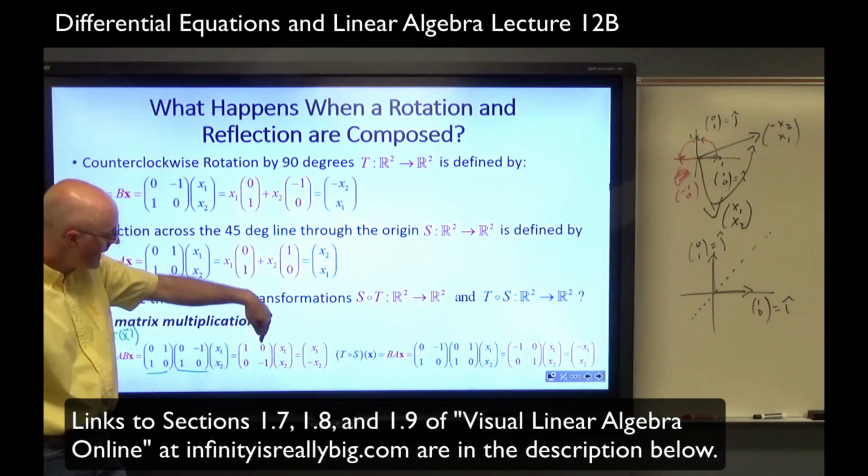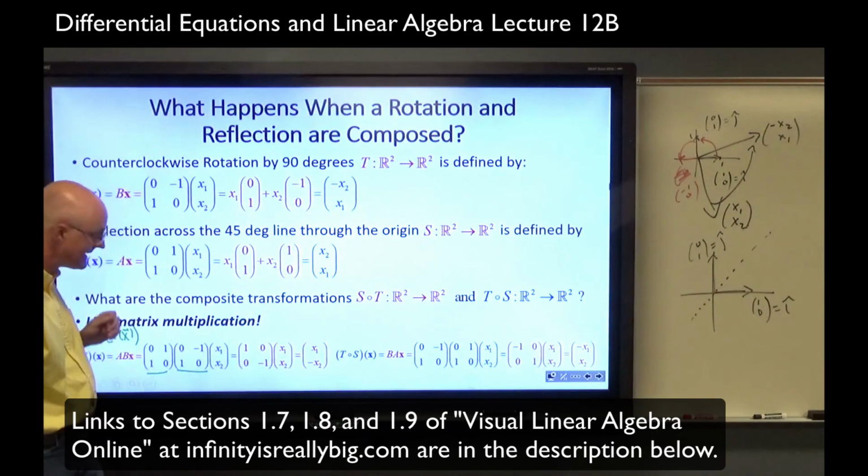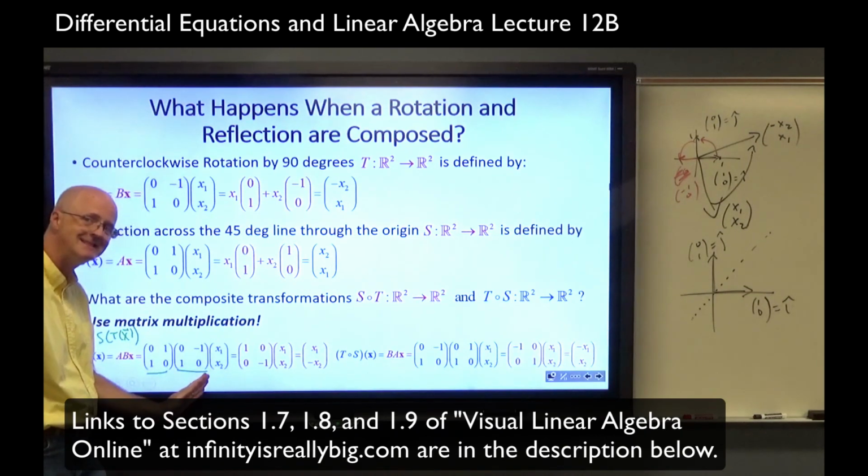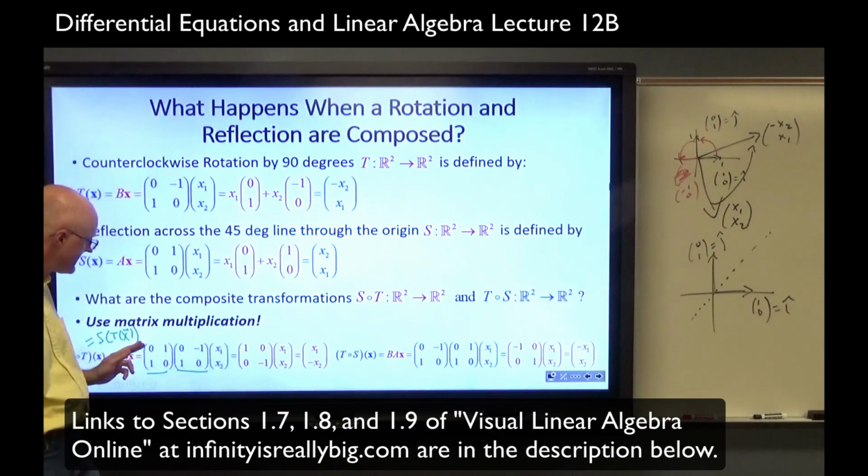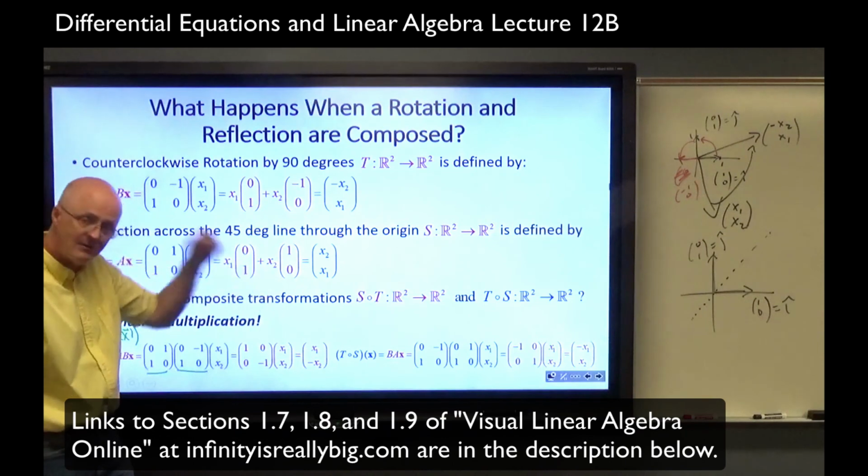The 1, 2 entry, first row, second column of the answer, is the dot product of the first row on the left with the second column on the right. Got to practice this to get good at it and not make a mistake. 0 times negative 1 plus 1 times 0 is 0 plus 0 is 0.